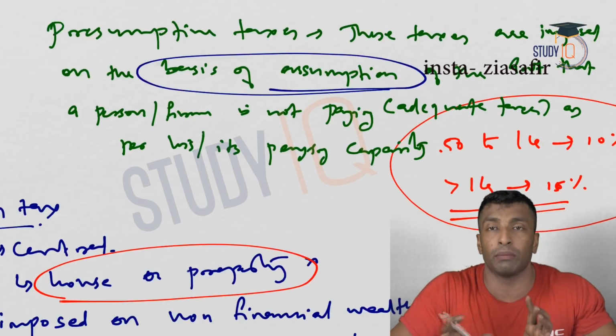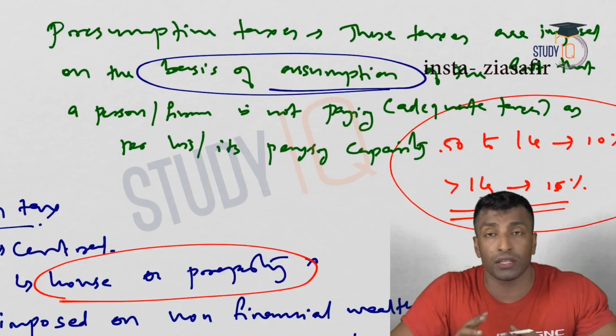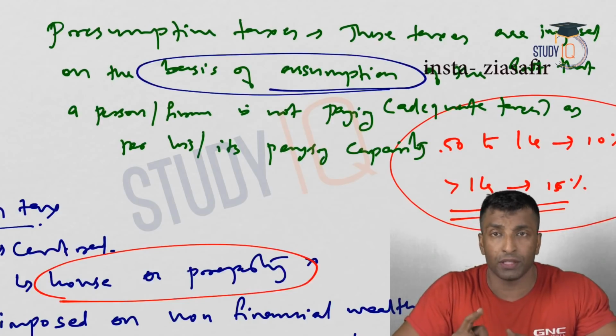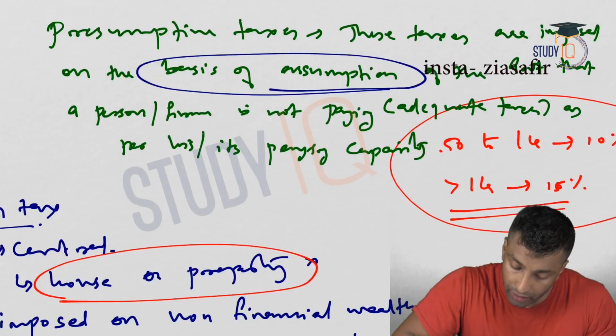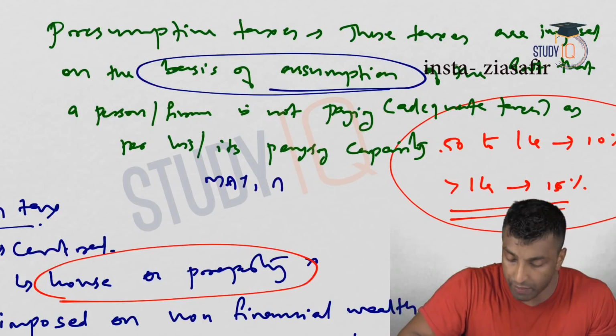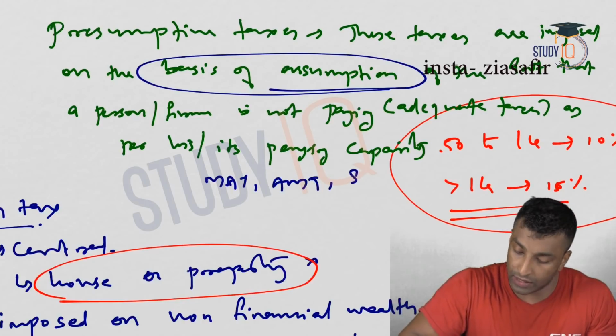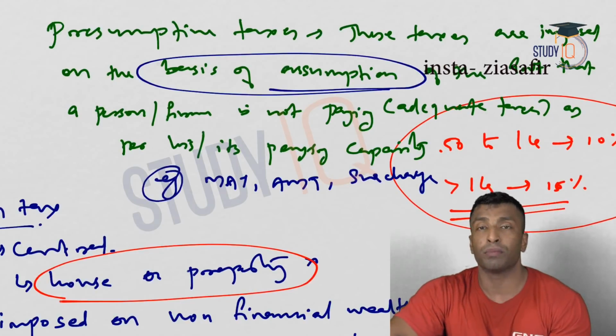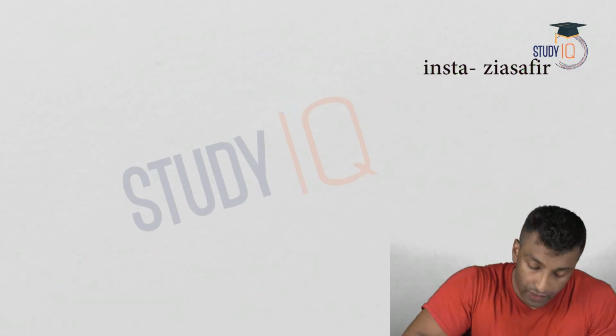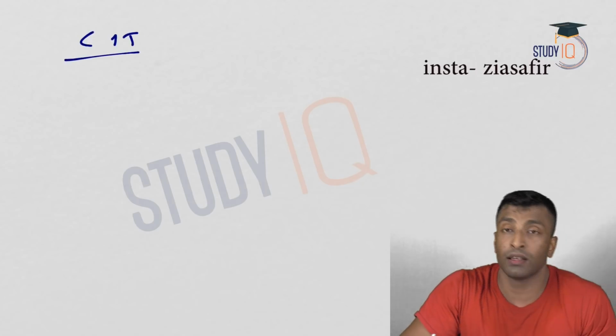Okay, so you need to know what you mean by presumptive taxes and how surcharge is a presumptive tax. I hope this point is clear now. So MAT, AMT, alternate minimum tax, surcharge, all are examples of presumptive taxes. Now next we will discuss corporate income tax.